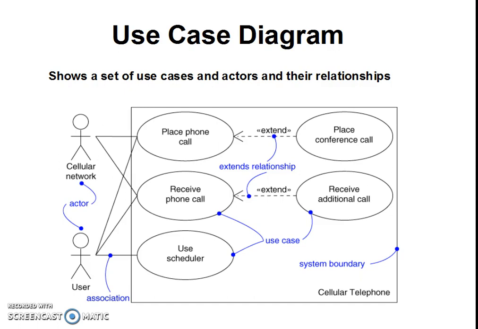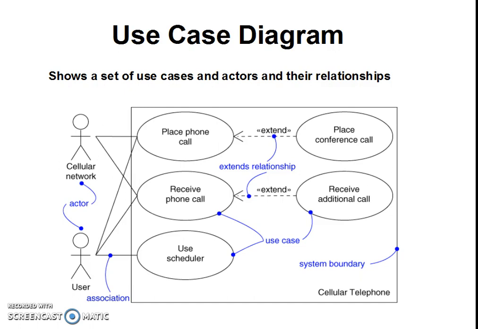For example, we have the use cases use scheduler, receive phone call, and place phone call as the primary use cases, and the user is associated with these use cases. It means the user is associated with the use scheduler use case. And the cellular network is also connected with the receive phone call use case and the place phone call use case.